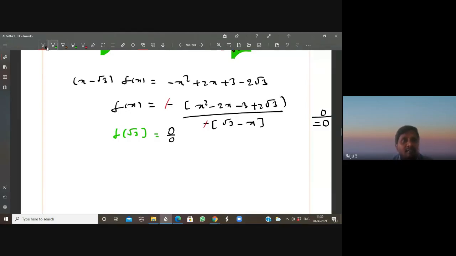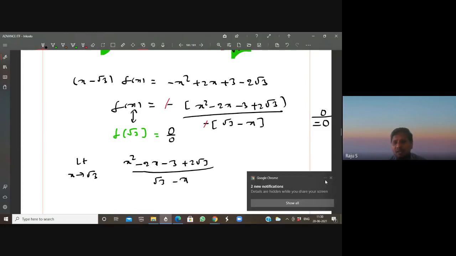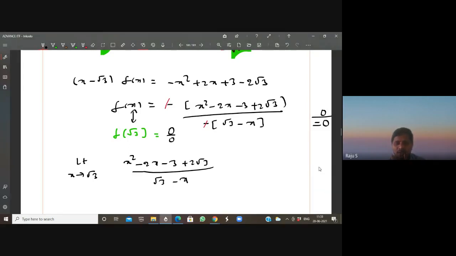So with the help of the limit, this is the reason whenever we get undefined values, we must use the limit concept. So limit x tends to root 3. In place of x we are substituting root 3. Now the function is x square minus 2x minus 3 plus 2 root 3 by root 3 minus x. If we substitute root 3 in place of x, we are getting 0 by 0. Whenever we are getting 0 by 0, we can apply L'Hospital rule. Differentiate numerator and denominator separately.